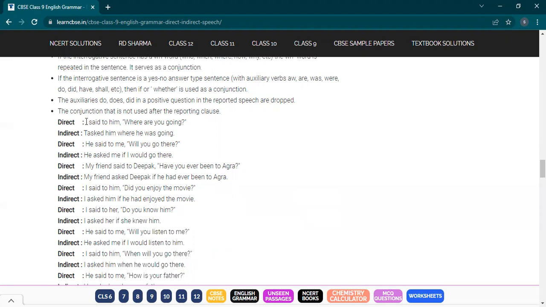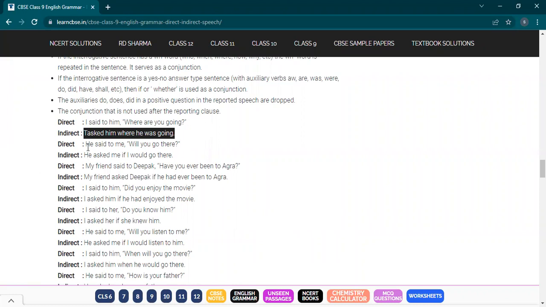I said to him, where are you going? I asked him where he was going, full stop. See this, we have not changed this word where. What we have done is change said to to asked, because this is a question; told will not come. I asked him. Where remains where only, we cannot change it. The pronoun we change as per the sentence, where he was going, and the tense changes the way we have done. You have to remove the question mark and put a full stop.